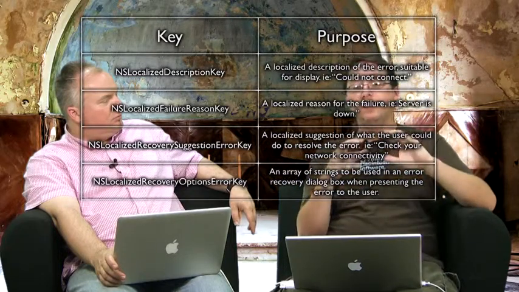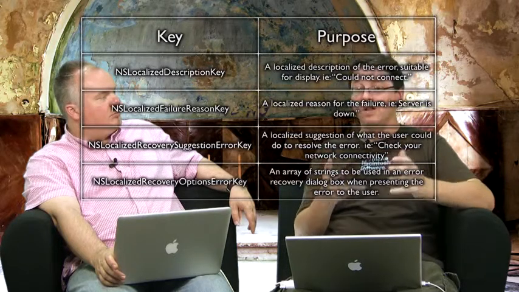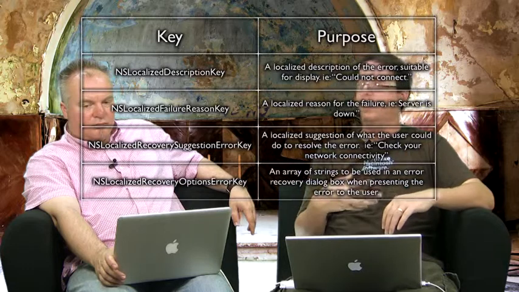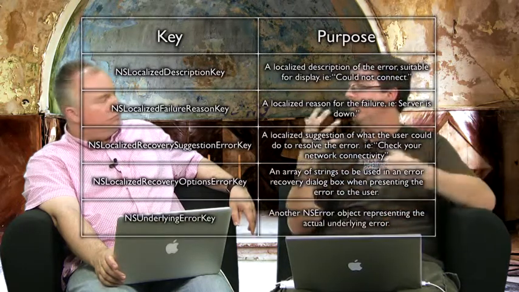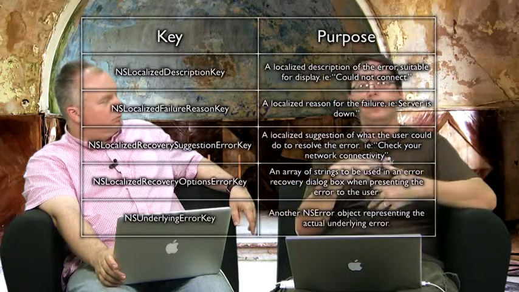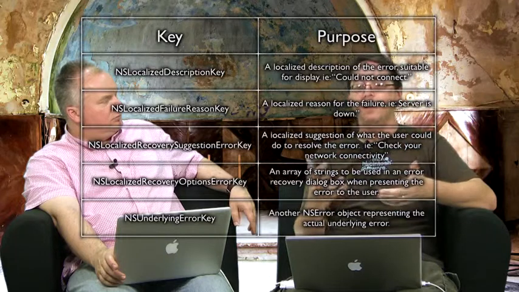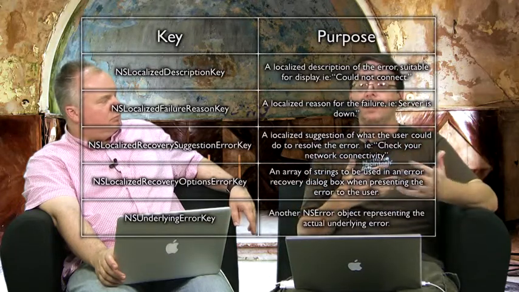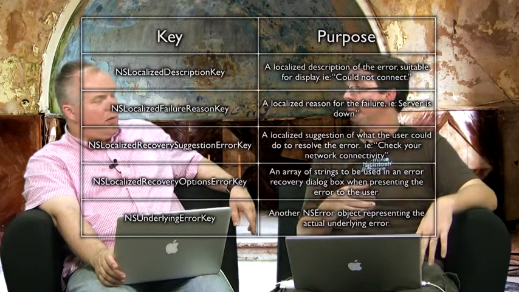Now it should be noted that not all of these keys will always be there. For example, a really uncommon one would be this NSUnderlyingErrorKey. If you had an error that was caused by another error, you might include that underlying error in your error. So again, they won't always be there. Probably the most important one is going to be the NSLocalizedDescriptionKey, because that's going to be what the user is probably going to see.